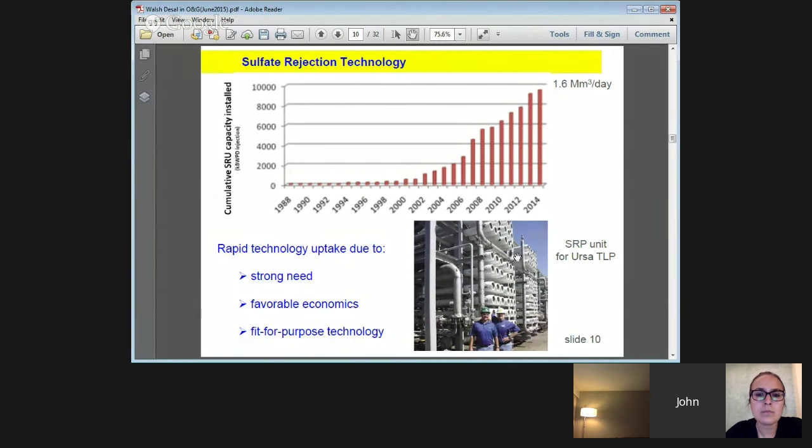And then this is the SRP plant for the Ursa platform. You can see it's staged here on the ground. This was probably about 2005 or 2006, where we did a walkthrough to make sure that it was built to specifications. And this technology is an example of a very rapid uptake in the industry because of a strong need, favorable economics, and the technology was fit for purpose.